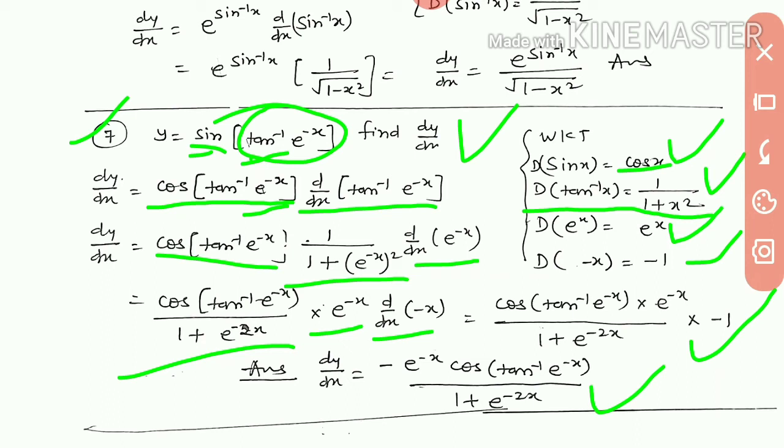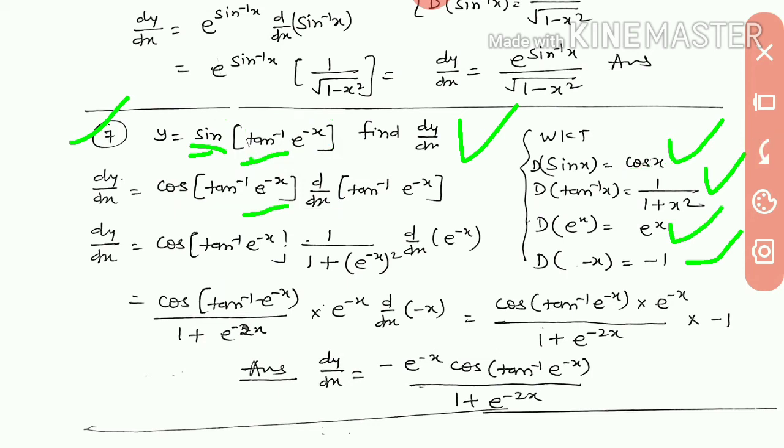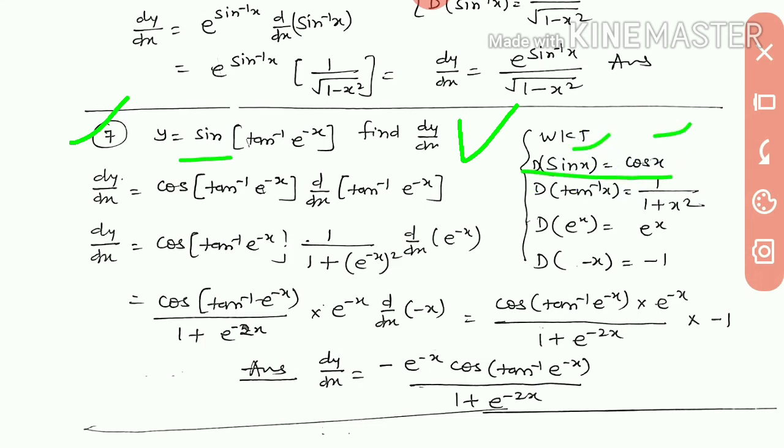Look here, this is a very important question. You do practice. It is very simple. You have to do it one by one. You have to check the function. The outer function is sine. The sine differential is cos x. In place of x is given to you tan inverse e power minus x. You write it as it is.